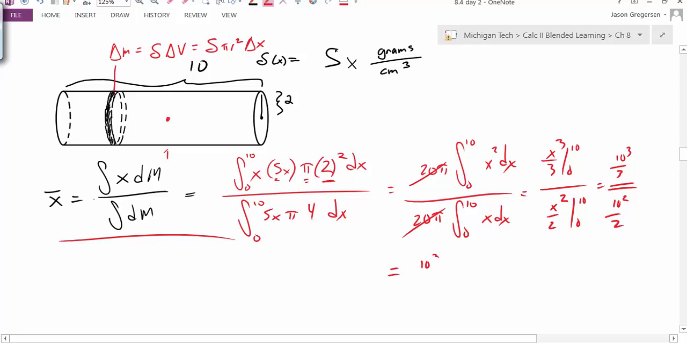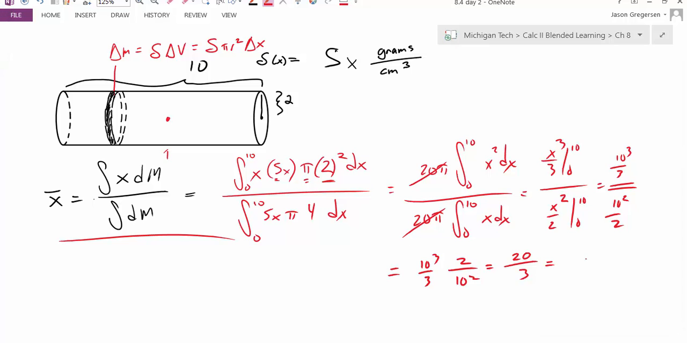I will get 10 cubed over 3. Instead of dividing by a fraction, I'm going to flip and multiply, times 2 over 10 squared. I'm left with 10 in the numerator. 10 times 2 is 20, left with a 3 on the denominator. I'm going to write this as a mixed number just because it will help me see the value a little clearer. All right, this looks like it's going to be 6 2/3.